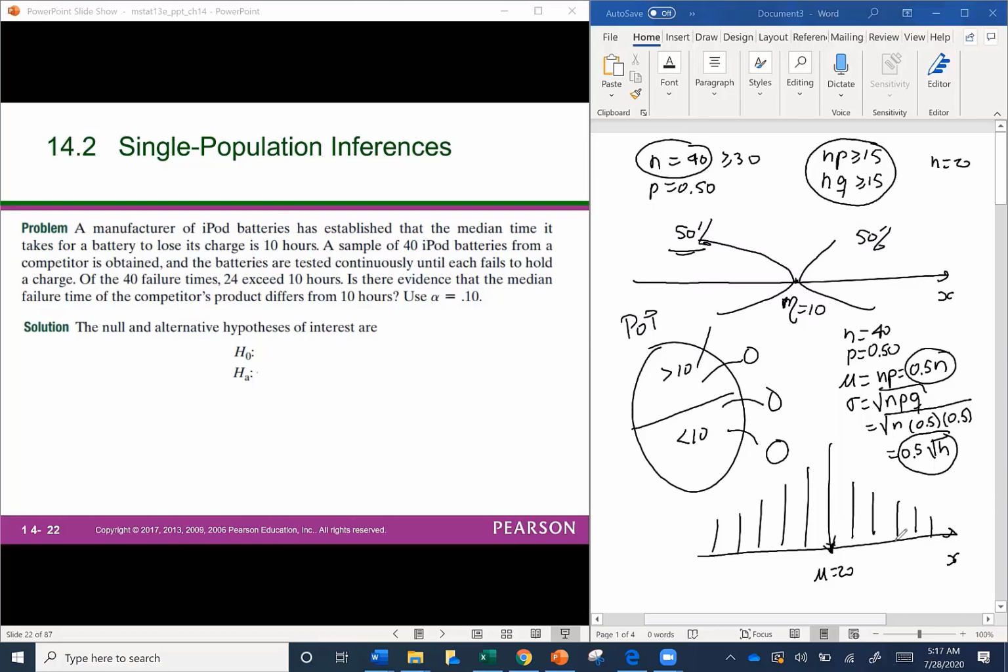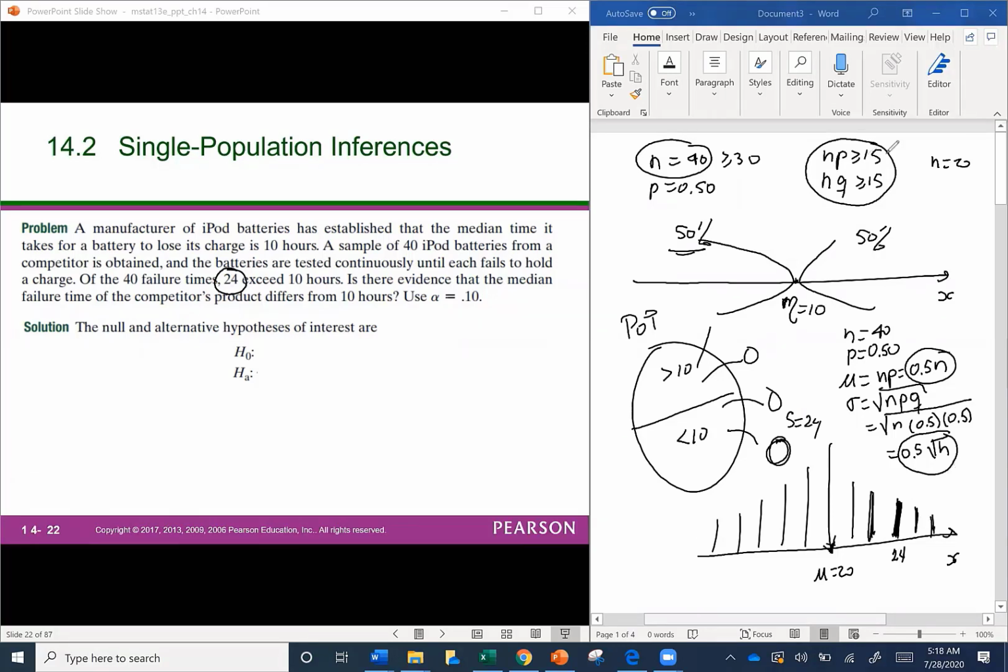And suppose that 24 is here. That was the number of successes that we obtained in my sample, 24 batteries. If we want to compute the probability of obtaining a sample in which the number of iPads that last more than 10 hours is 24 or more, we need to compute the probability for 24, 25, 26, until 40.